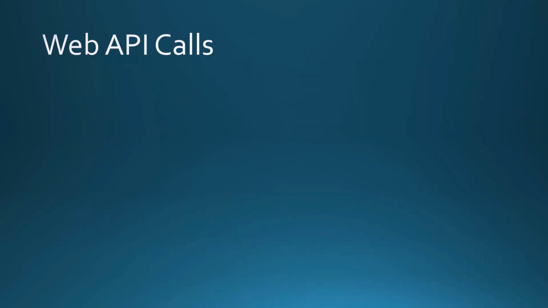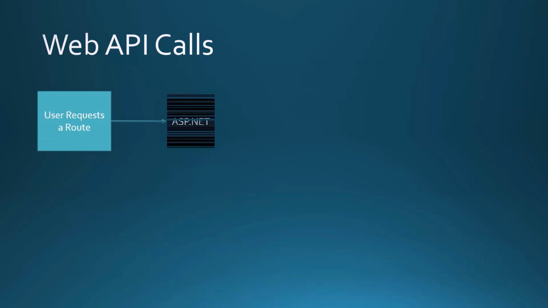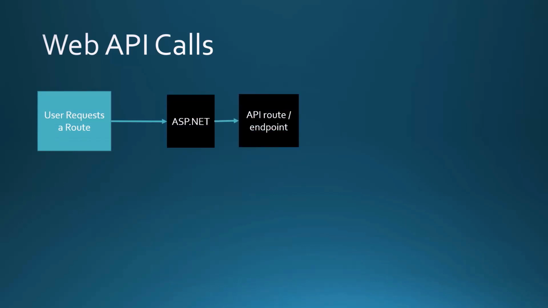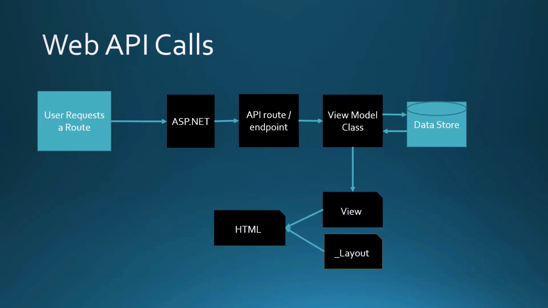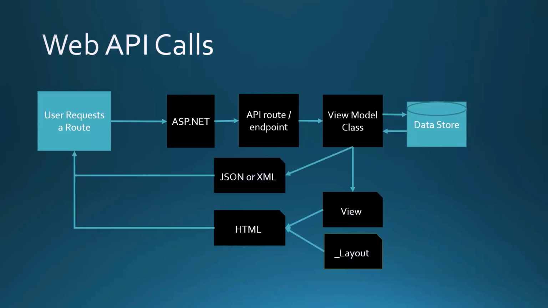Let's take a look at a typical web API call. So a user is going to request a route via their URL. That then calls into ASP.NET, which then maps that route to an endpoint, right? Some sort of class or some sort of method that it's going to then perform. Now, I prefer using a view model class to actually go out and hit my data store and get the data back. We then take maybe the view and the layout and make some HTML to send back if we're doing a web application, or we may just build some JSON or XML out of the data that comes back from our data store and send that back to the user.